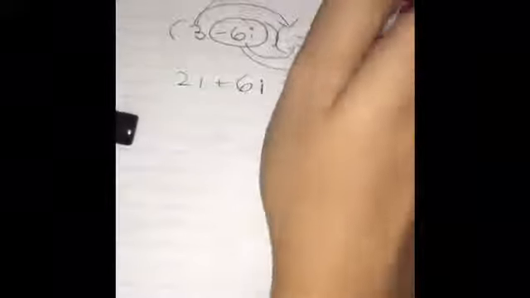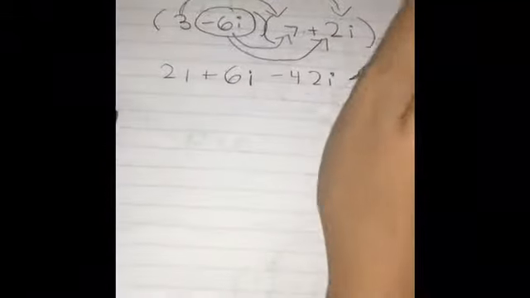So you're going to get 3 times 7, which is 21, plus 3 times 2i, which is 6i. And then you're going to do negative 6i times 7, giving you a negative 42i. And then you're going to do negative 6i times 2i, giving you a negative 12.